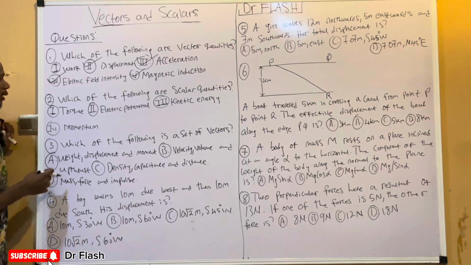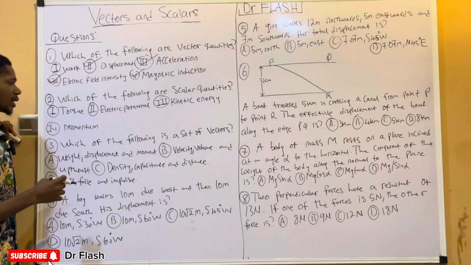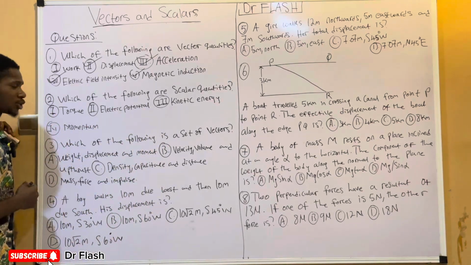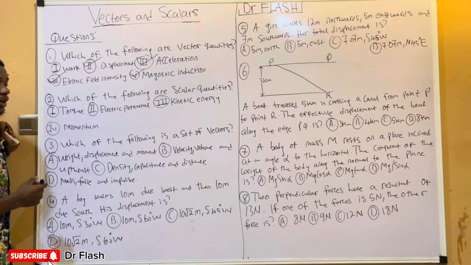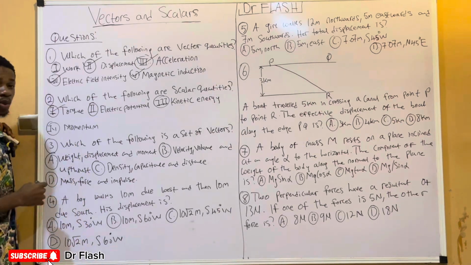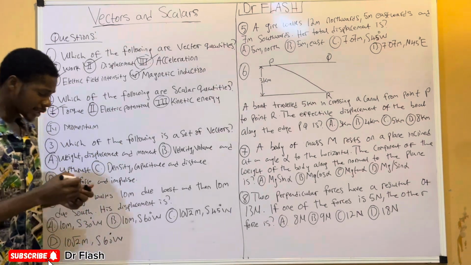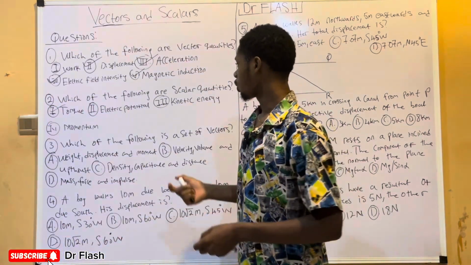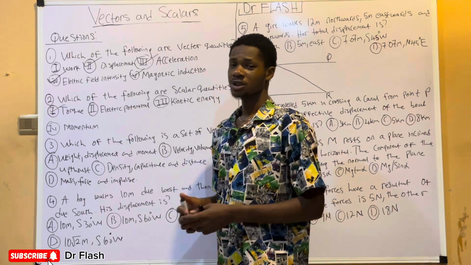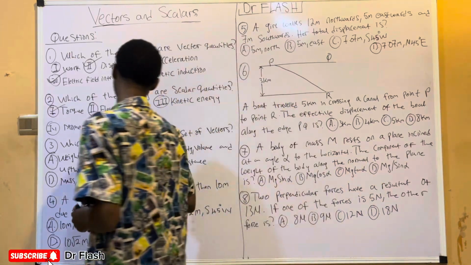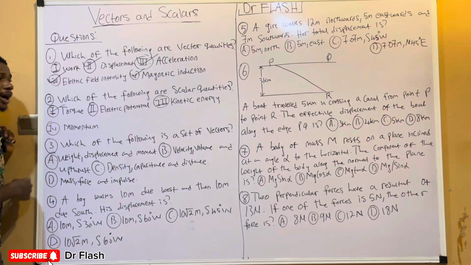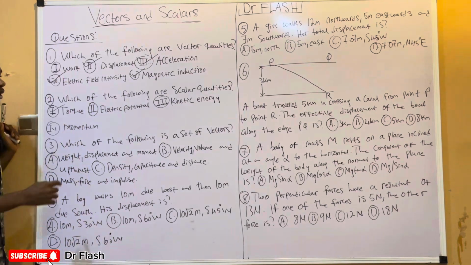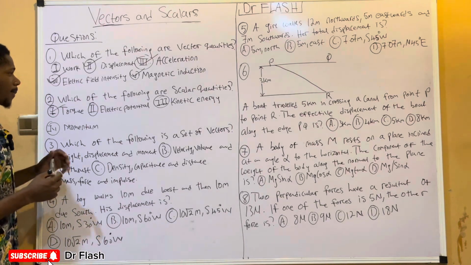Vector quantities. Now the next question says, which of the following are scalar quantities? We have torque, electric potential, kinetic energy, and then momentum. Torque is force times perpendicular distance. This is a vector quantity. Electric potential, remember I said that all potentials are not vector quantities, rather they are scalars. Example, electric potential, gravitational potential, they are what now? All scalars. Kinetic energy, on the other hand, is an energy or a form of work. So it's a scalar, just like the work we have here. That is not a vector quantity.